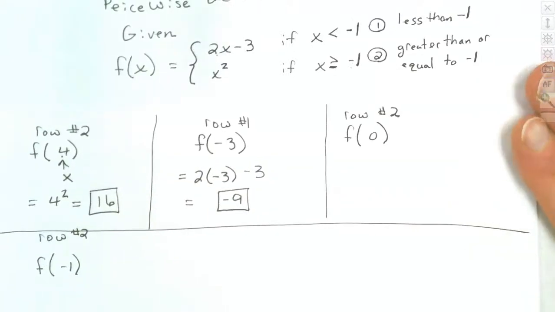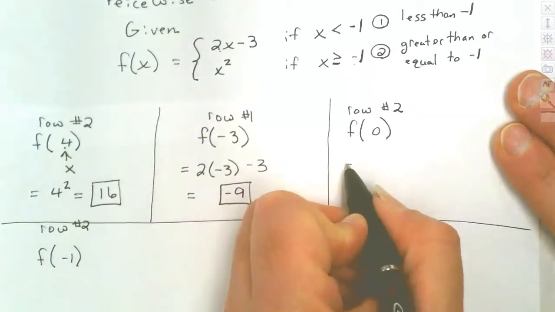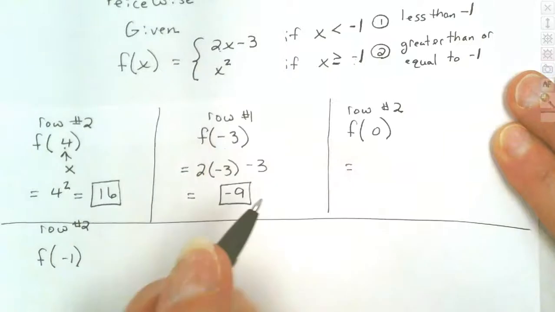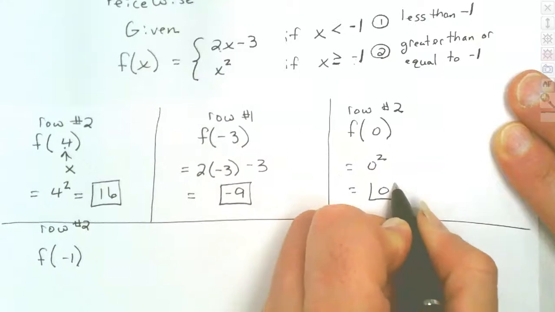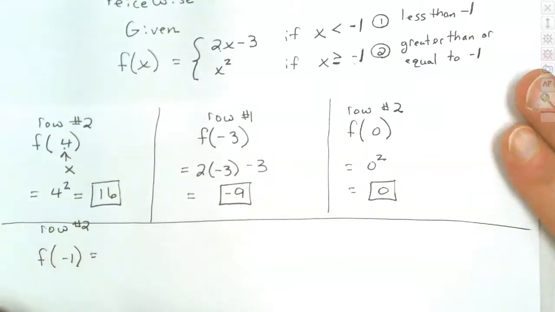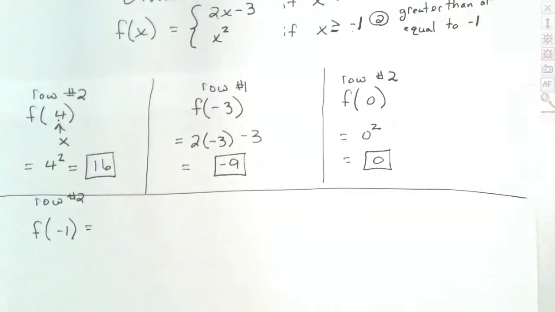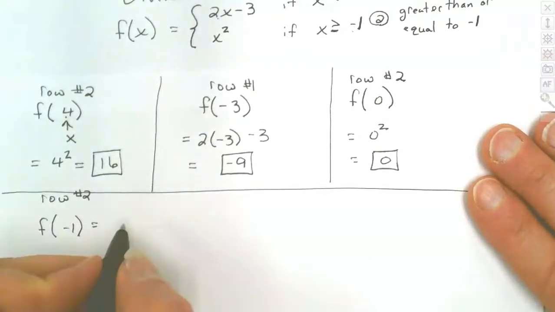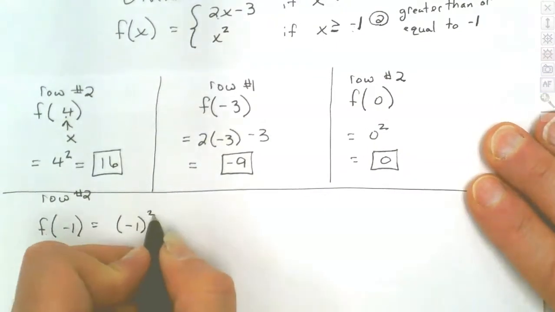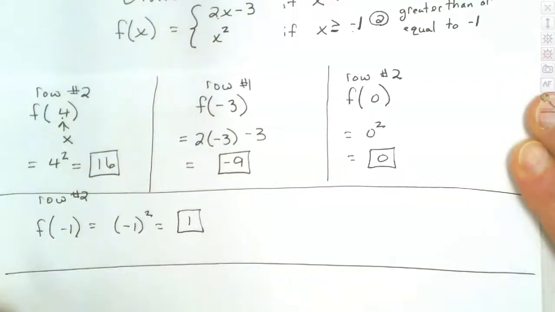What about 0? 0 is in row 2 again, and row 2 is simply x squared. So that would be 0 squared, which is then what? Simple enough, 0. And what about f of negative 1? Well, f of negative 1, again, we know the equals falls under row 2, and so f of negative 1 would be negative 1 squared, which is 1. So that's how you evaluate them.